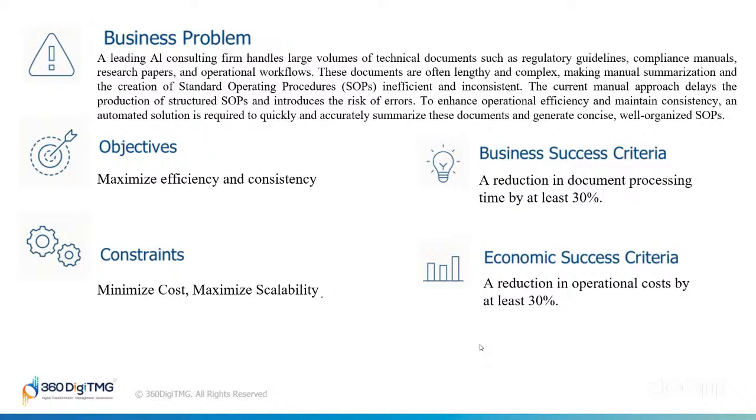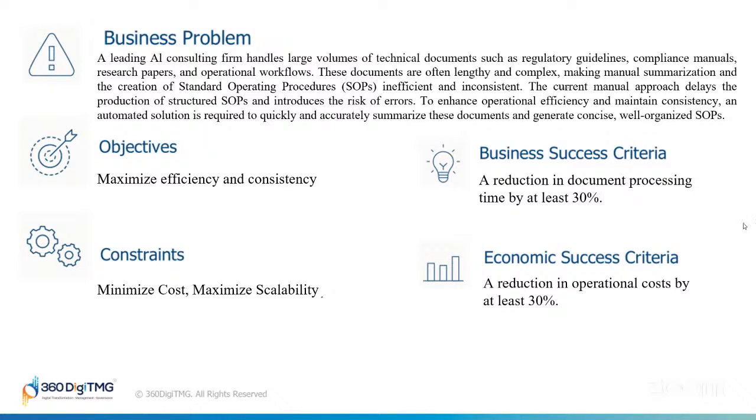So next, what is our objective? Our objective is to maximize efficiency and consistency. What is our constraint? The constraint is to minimize cost and maximize scalability. What is the business criteria? A reduction in document processing time by at least 30%. Whatever time they are spending on document processing right now, we have to reduce by at least 30%. What is the economic criteria? A reduction in operational cost by at least 30%. So this is the overall view of the business problem, objective, constraint, business criteria, and economic criteria.